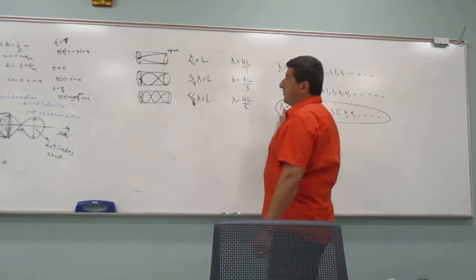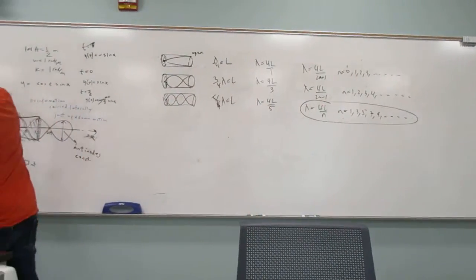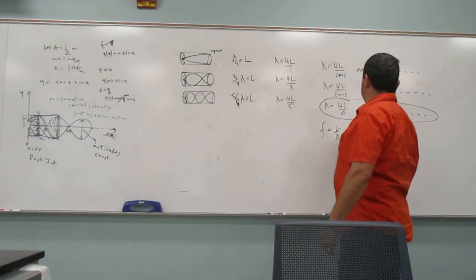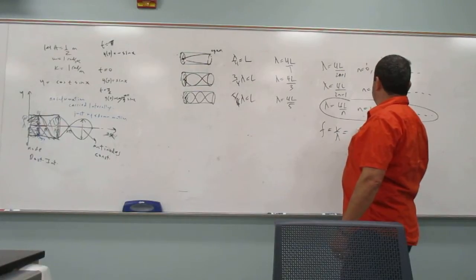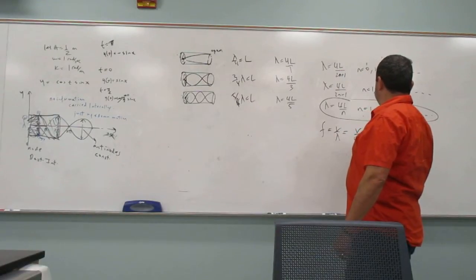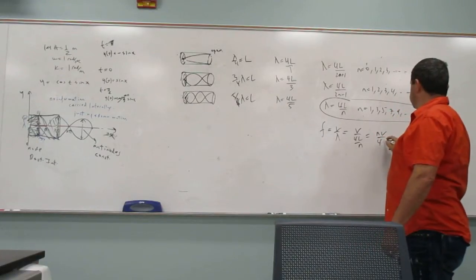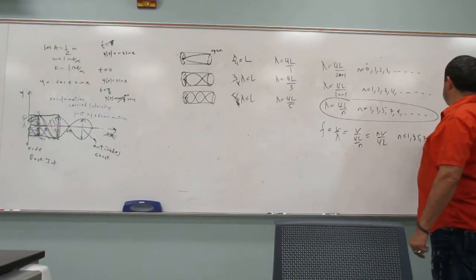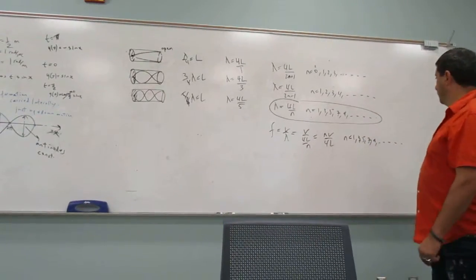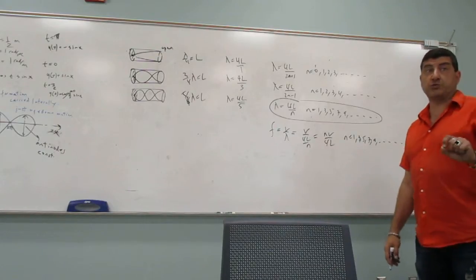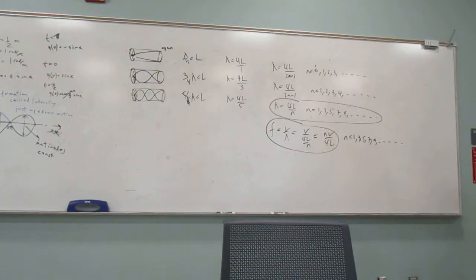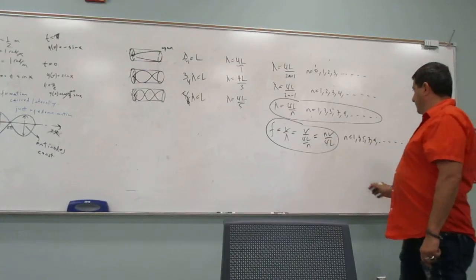Then we solve for the frequency. F is V over lambda, we flip it. And we're going to get V over 4L over n. Okay? So those are the allowed frequencies in a pipe closed at one end and open at the other.